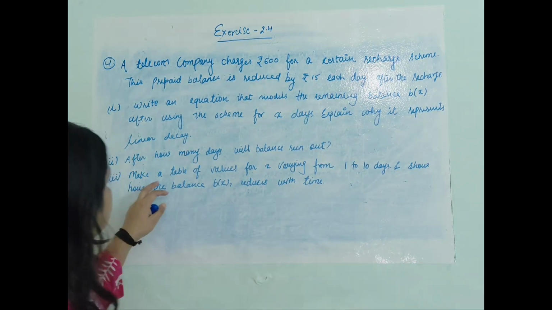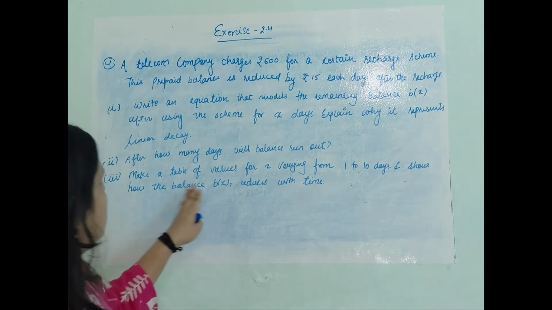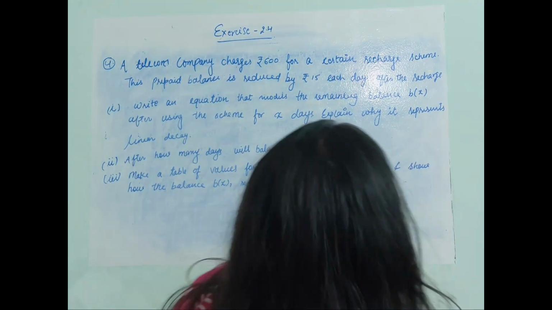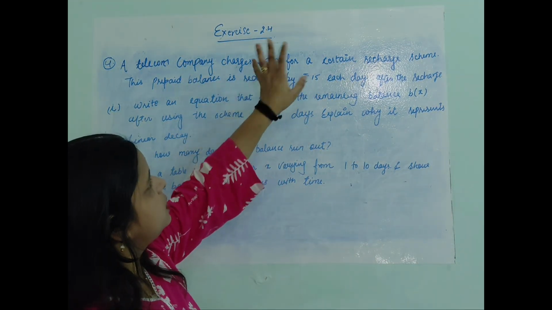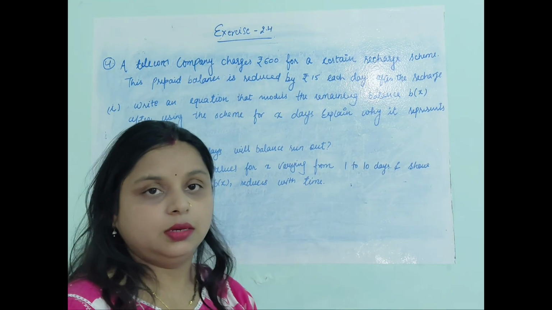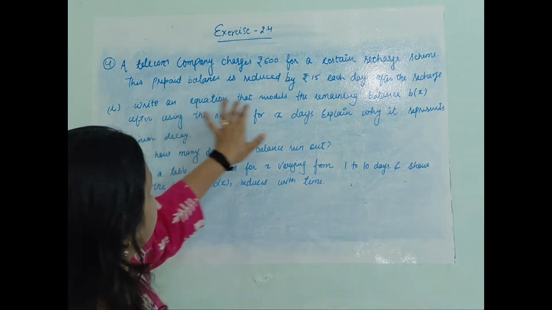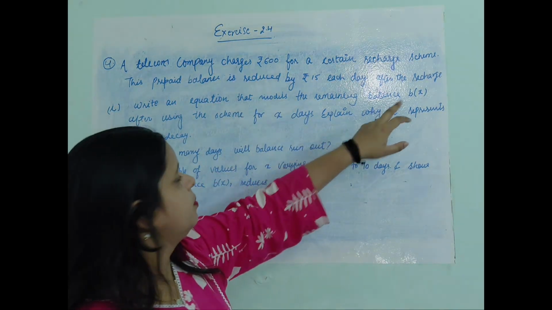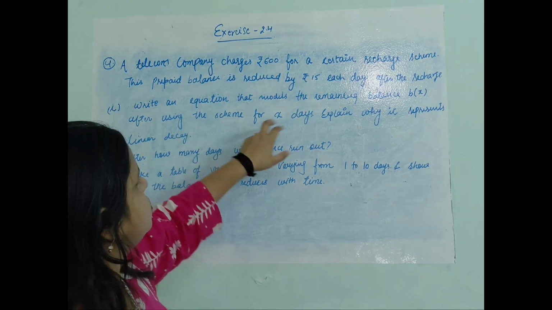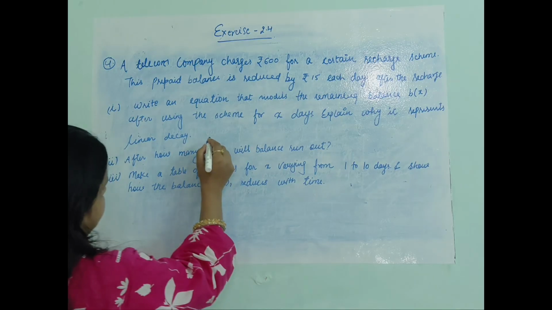And the third is, make a table of values for X varying from 1 to 10 days. Show how the balance Bx reduces with time. So a company gives an initial recharge of 600 rupees, and every day the recharge reduces by 15 rupees. So we have to write an equation that represents the remaining balance after using the scheme for x days. So what will it be?